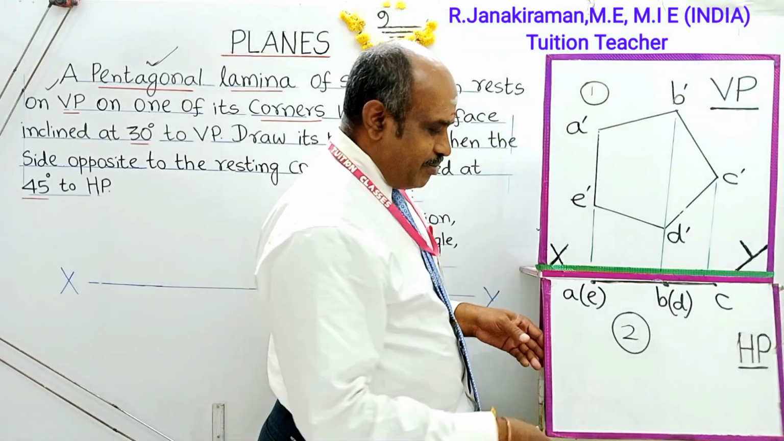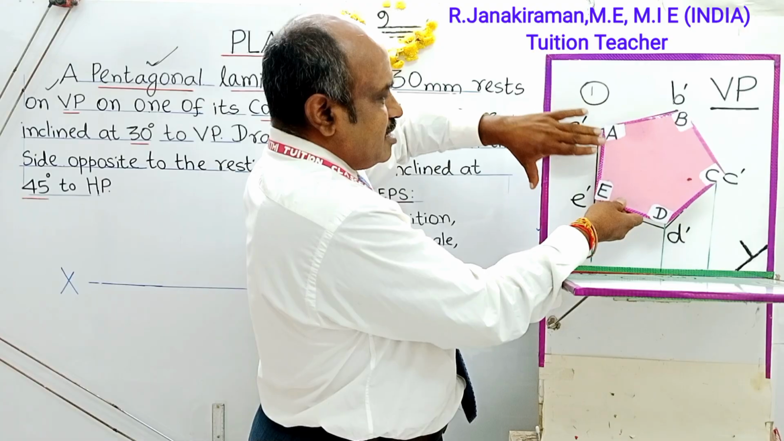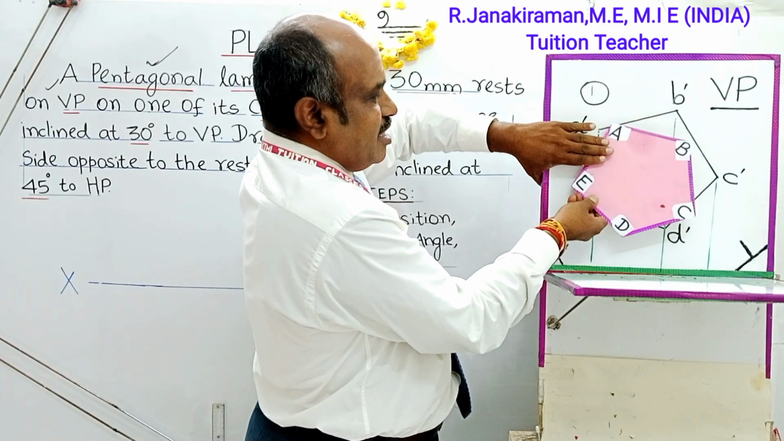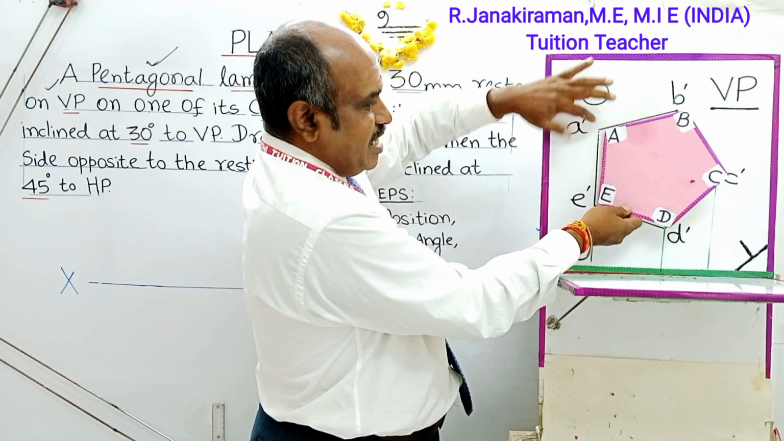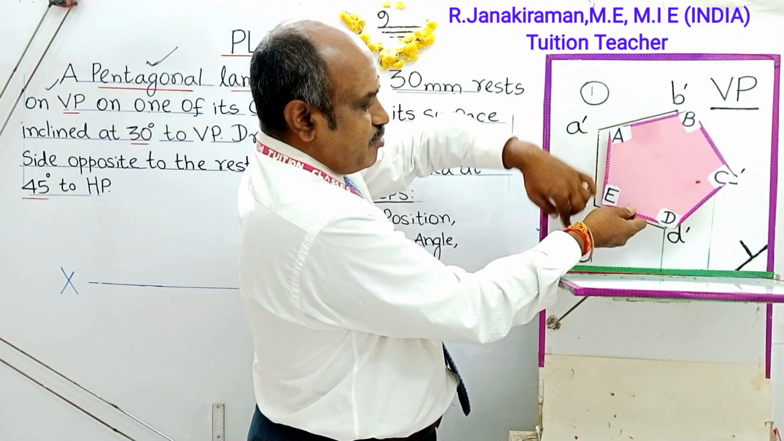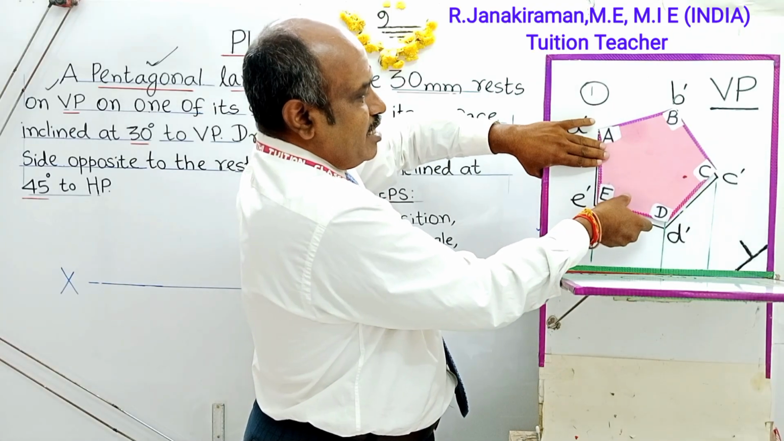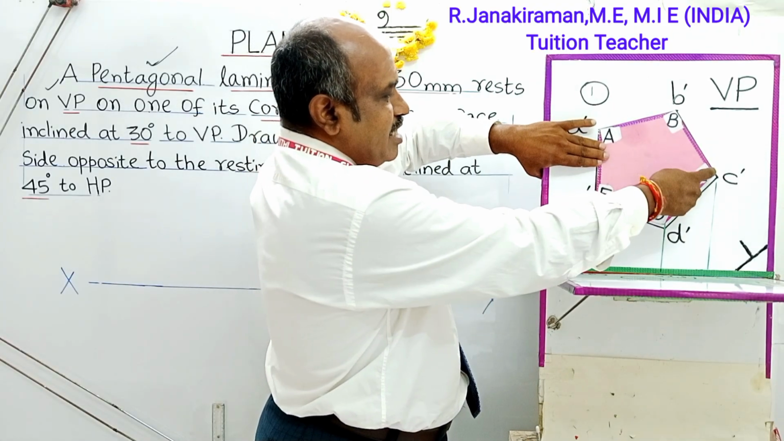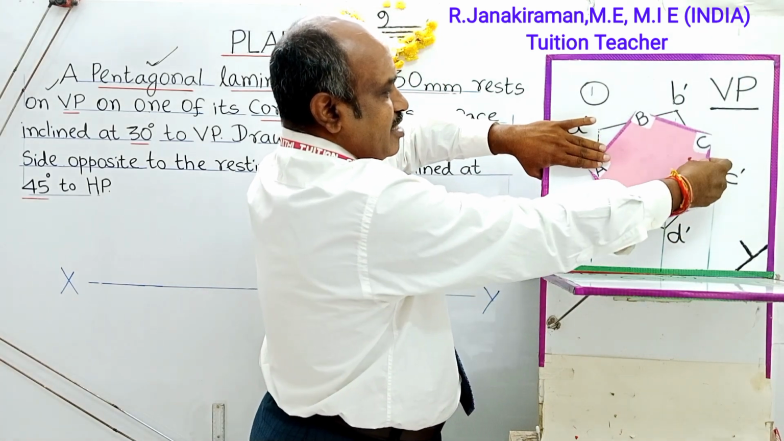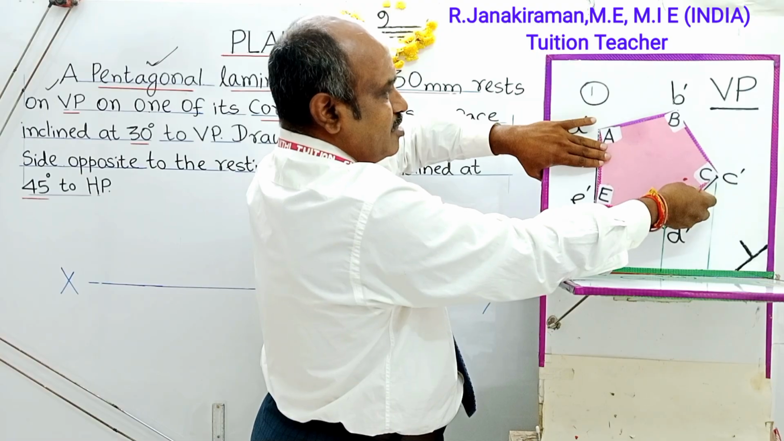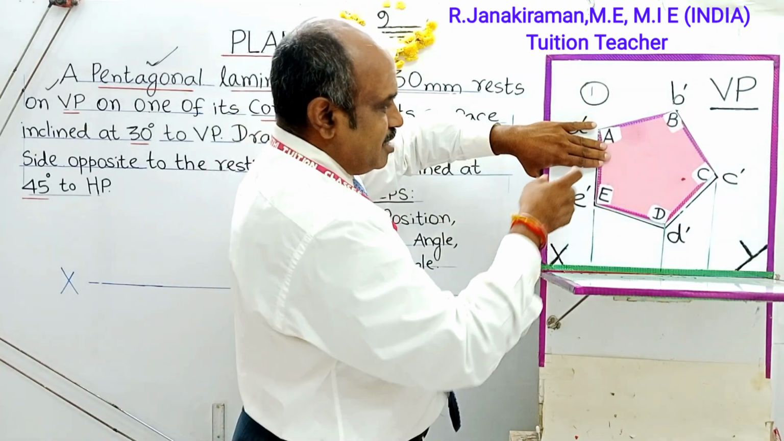You should not imagine irregular tilting, which is not accepted. For easy understanding, do it like this. This AE is perpendicular to the XY line. So this will be the position of the plane lamina, so that the corner C will be on the extreme right side. You should not imagine it otherwise. Irregular position is not accepted. So you have to easily understand the concept and draw the correct diagram. That is our aim.